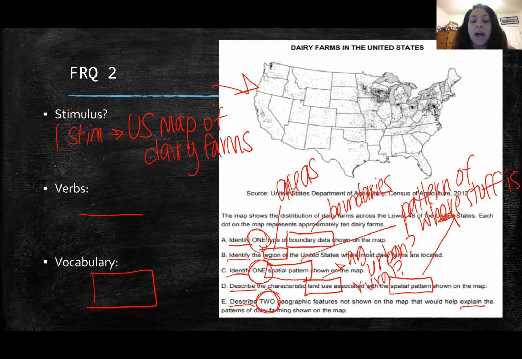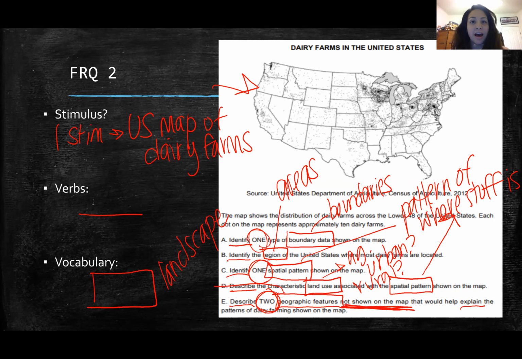Letter E, describe 2 geographic features. Ooh, geographic features. We're talking lakes, rivers, mountains, whatever. Okay, those are geographic features. So items of the landscape, like how much rain is in an area, how hot an area is, how cold an area is. Those are all geographic features. Not shown on the map. That's a biggie. All right, that will help explain the patterns of dairy farming shown on the map.